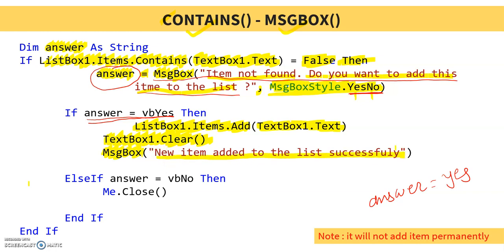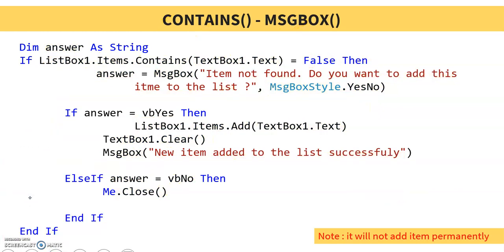That's it. So this is for when the user selects yes, but what if the user selects no? Else if answer is equal to vbNo, means this one, right? If the user selects no, in that case simply Me.Close, which means it will close the form. So this is one more method, Close. Whenever you want to close the form, you can simply write Me.Close and it will close the form. It is easy.